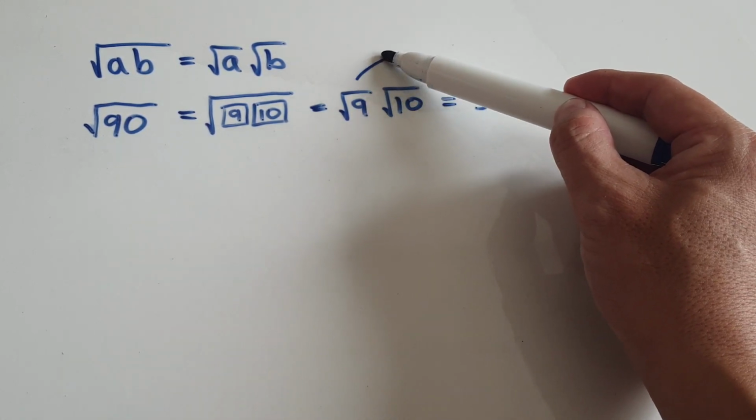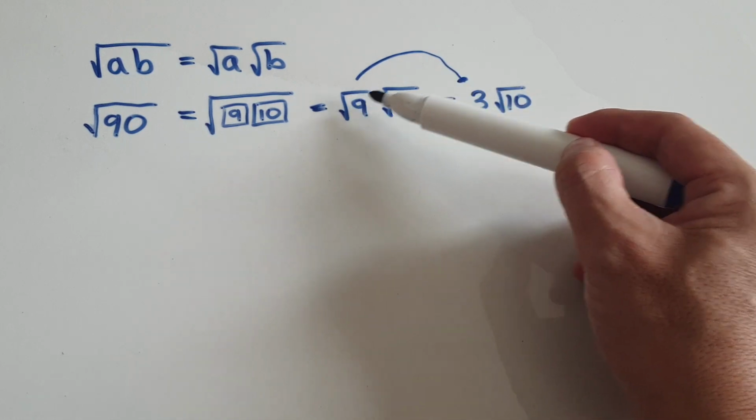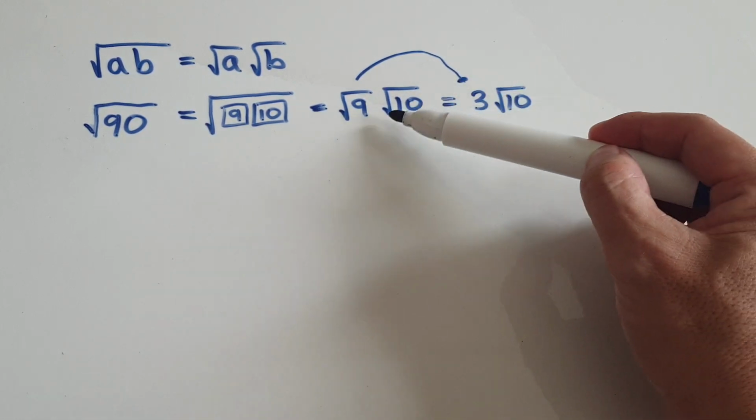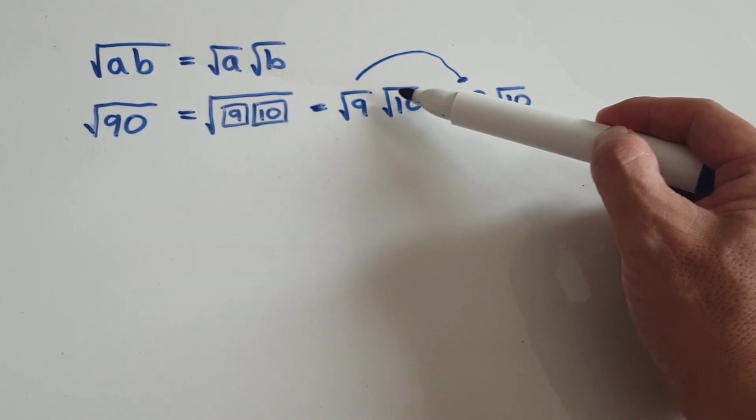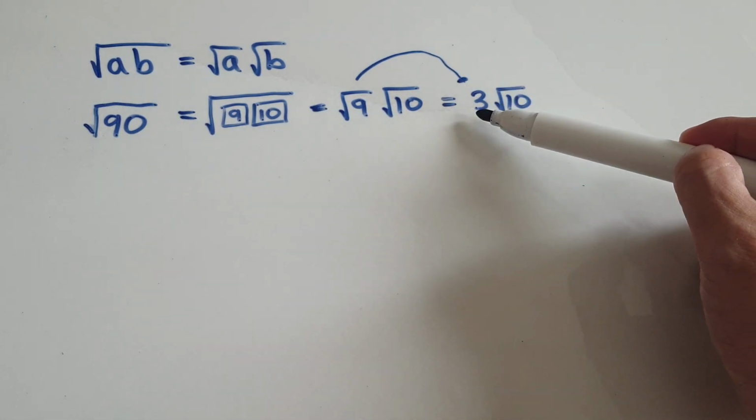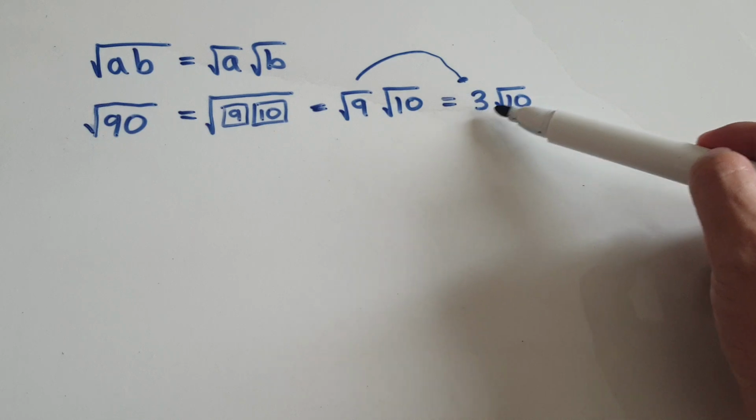Well, this block here is really the number 3. Square root of 9 is 3. And then the other one, you can't really square root a 10, so just leave it. So it turns out to be 3 times root 10. You can just leave it as this.